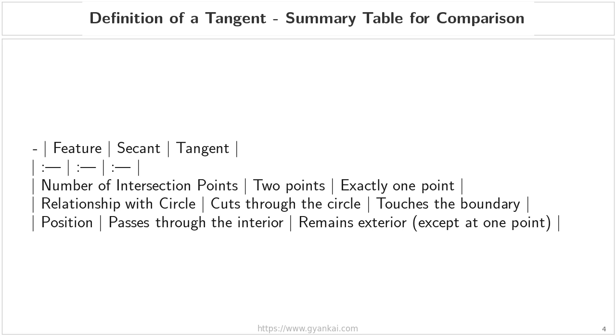Next, let's examine their relationship with the circle. If you think about the word tanger that we just learned, it means to touch. So, while the secant cuts through the circle, the tangent merely touches the outer boundary. Finally, let's look at their position relative to the circle. A secant line must pass through the interior of the circle to reach those two points. In contrast, the tangent remains entirely in the exterior of the circle, with the sole exception of that one single point where it meets the boundary. Keep this comparison in mind, because in the next slide, we are going to see how this exact same principle applies to something you see every day: a bicycle wheel on a flat road.